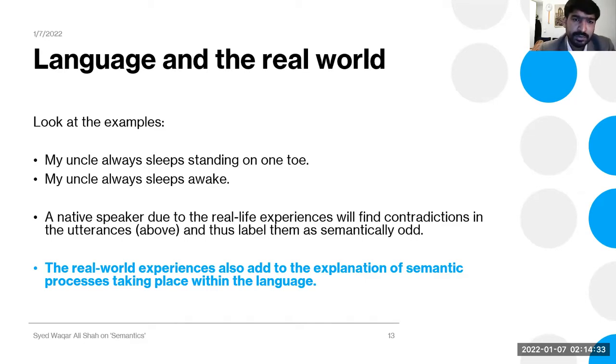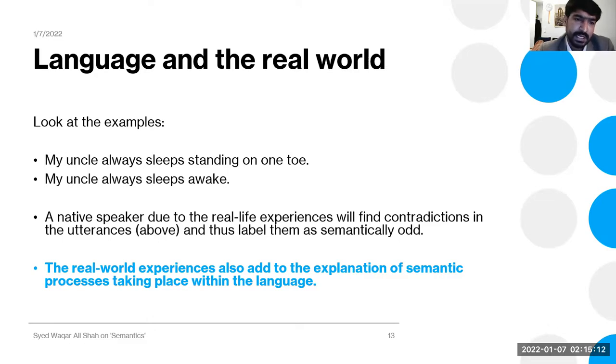So for example, Chomsky believes that a native speaker lives in the real world, and therefore he knows better about the language, how it is being used there, and therefore this is internalized, and this comes in the mind. So there are two sentences: my uncle always sleeps standing on one toe and my uncle always sleeps awake. Now who would tell us which sentence or utterance is semantically odd or which is semantically accurate? A native speaker, due to real life experiences, will find a contradiction in the utterances above and thus label them as semantically odd.